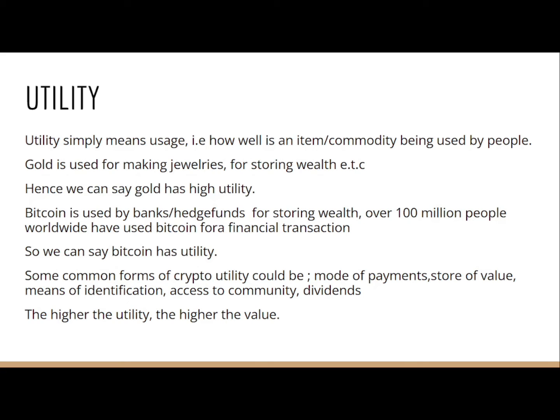Some other major forms of utility could be mode of payments, store of value, means of identification. People use their crypto wallets for identification. Then access to community. If you do not have a particular coin or token, you would not have access to some communities. So this is usefulness in motion. Dividends. People stake their crypto and they earn dividends for staking, just as people buy stocks and get dividends. You can get dividends from crypto. The higher the utility, the higher the value. So you see why crypto has increasing utility.